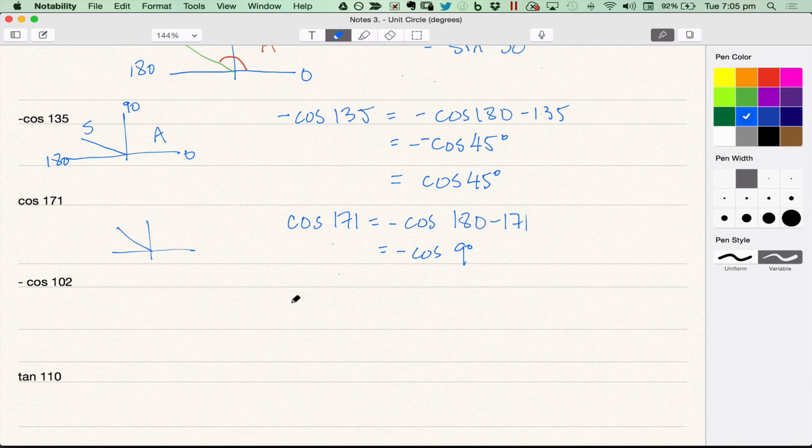Negative cos of 102. Cos is negative here, so I need a double negative. 180 minus 102 turns into a positive, 78 degrees.